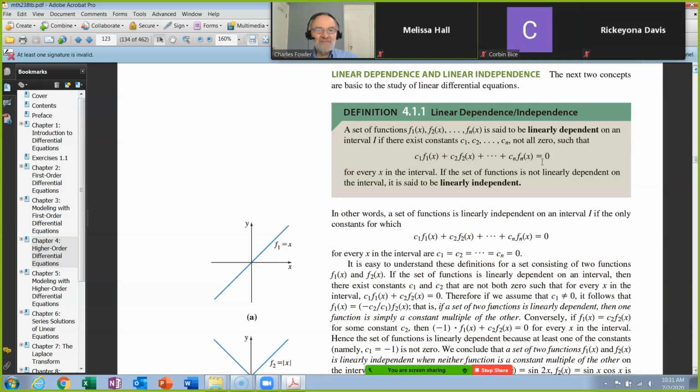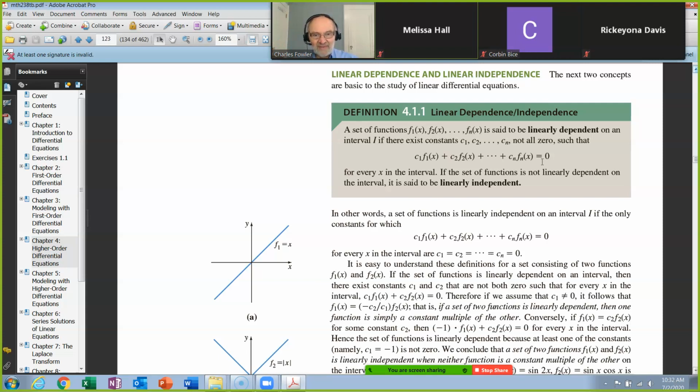Okay. Seems like a very circular argument, doesn't it? Well, here's some other words that probably also sound circular. In other words, a set of functions is linearly independent on the interval I if the only constants for which you can make that combination, c1 f1 plus c2 f2, so it's 3 f3, all the way up to cn fn, add to 0 is if every one of those c's is equal to 0. Then that set of functions is linearly independent.